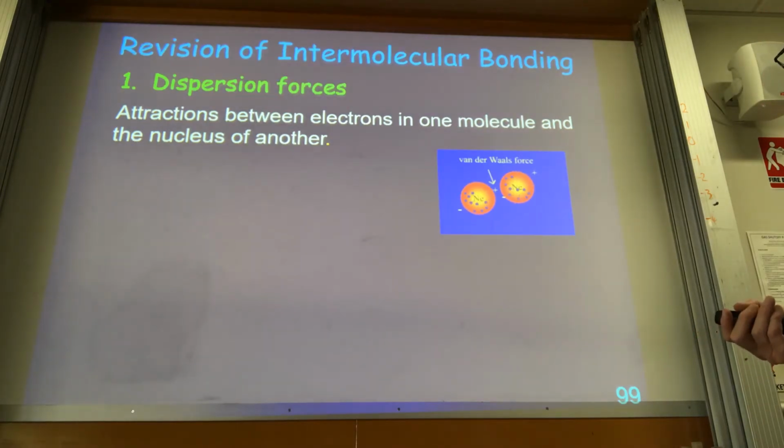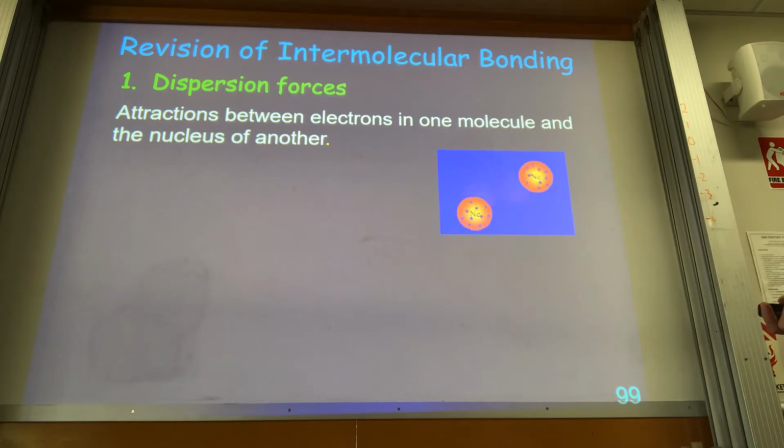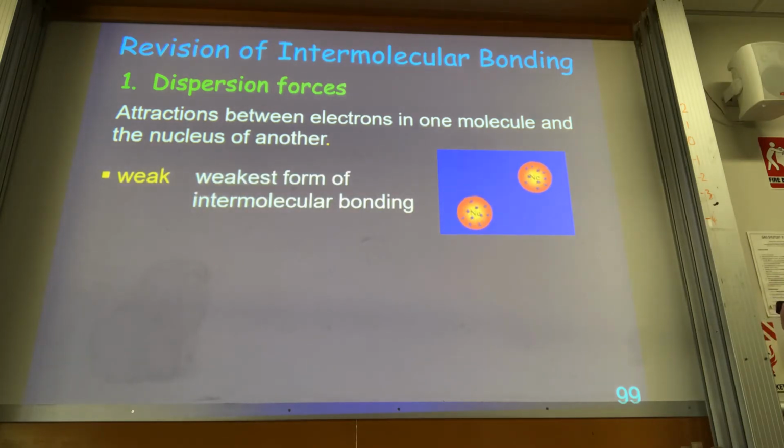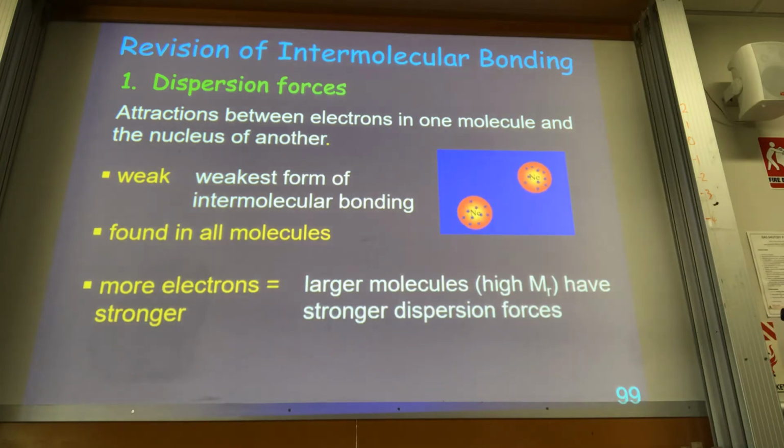So of course, everything has dispersion forces between it. Those random attractions, when you get an imbalance in electrons around a molecule, random attractions between the electrons in one molecule and the nucleus of another. The weakest form of intermolecular bonding, found in everything. And proportional to the number of electrons. We'll commonly say proportional to the number of carbons, proportional to the molar mass, etc. But essentially it's coming down to the number of electrons.